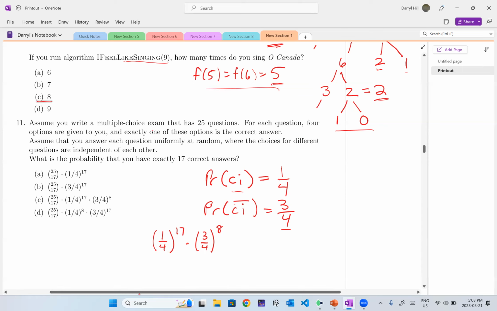And these are all outcomes, and so I sum them up in order to find all of the ways that I can get 17 correct and 8 wrong. And that would be, it's a big spoiler, 25 choose 17 ways to arrange my 17 correct questions and my 8 incorrect questions. All right, so then it would be this one, C.